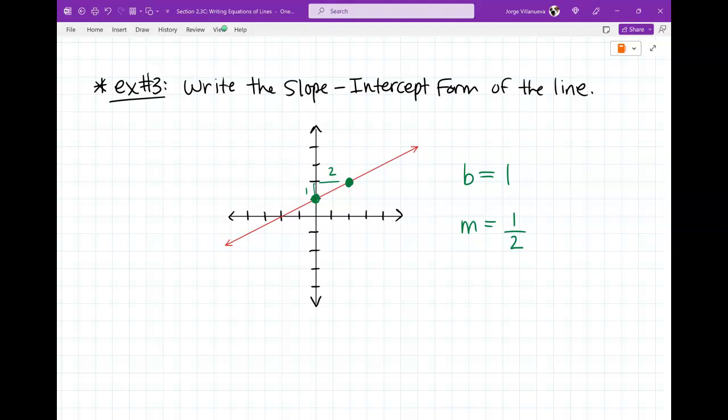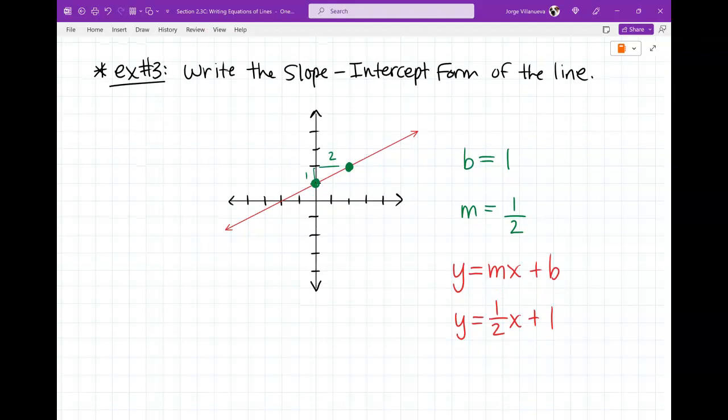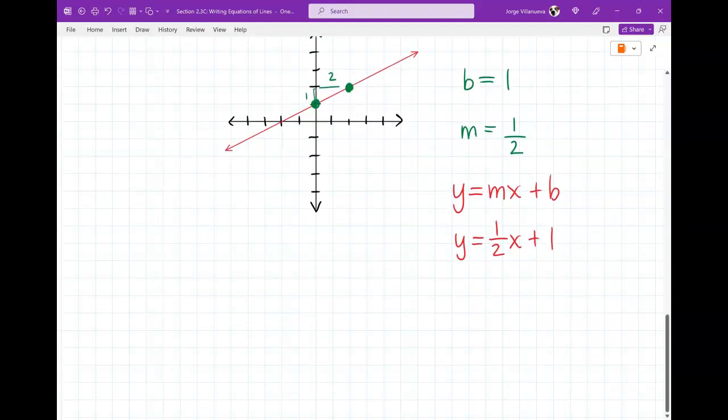Once I have that, then I just got to write my equation, right? Y equals mx plus b. I'm gonna write it down because, like I told you guys, I always like to write down my formulas so it helps me remember them. And then I'm just gonna fill in the information, and I'm done. That's it. That's the answer to that problem right there. 1/2 x plus 1. Y equals 1/2 x plus 1.